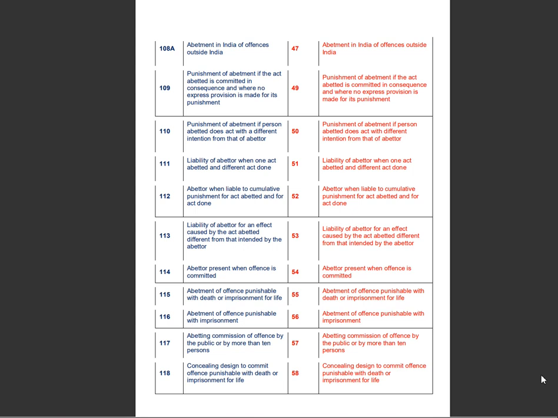Section 118 of the Indian Penal Code deals with concealing design to commit offence punishable with death or imprisonment for life, whereas Section 58 of the BNS deals with concealing design to commit offence punishable with death or imprisonment for life.